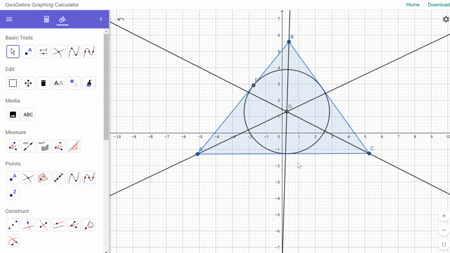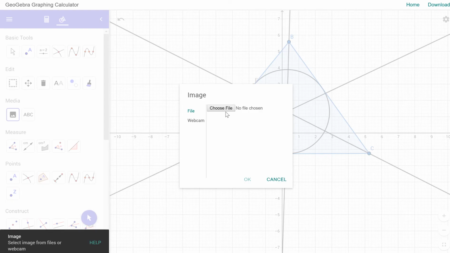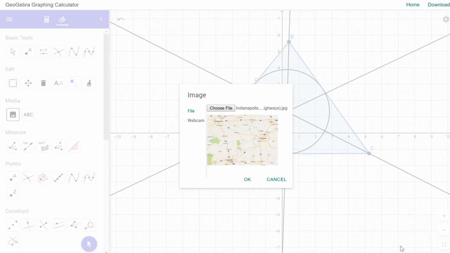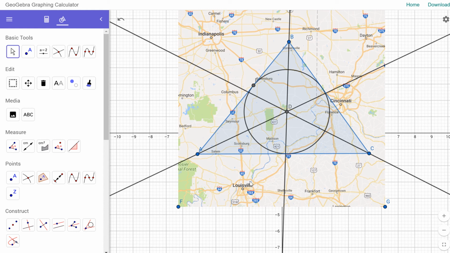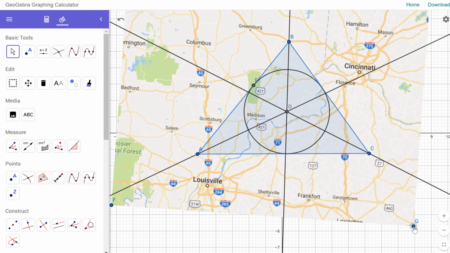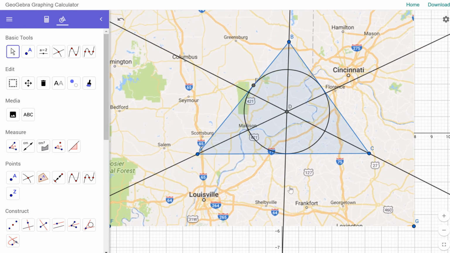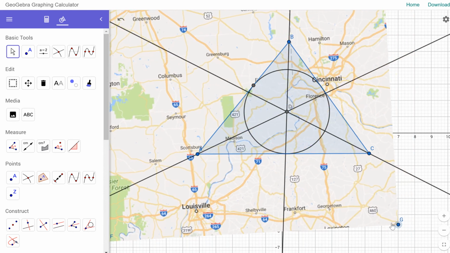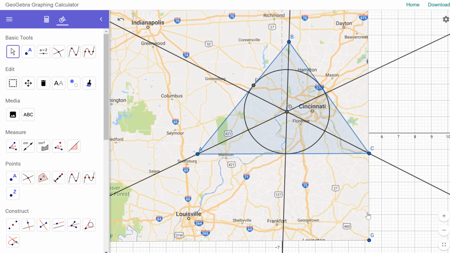Now let's take a look at a real life example of where the incenter might be used. So what I'm going to do is I'm going to download a file here or insert a file in the background. What I chose to use was something off of a map. We're looking at the cities of Indianapolis, Cincinnati, and Louisville. So we're going to increase the size here. We'll drop this down. I think it's a little too big. We'll shrink it down a little bit. We'll get a little level there.